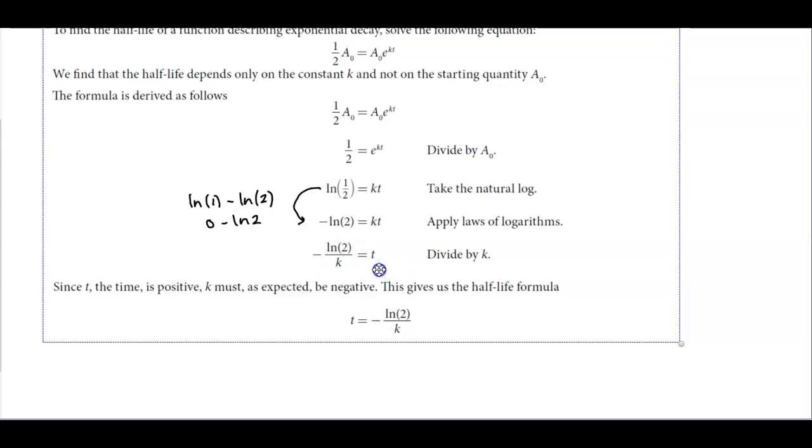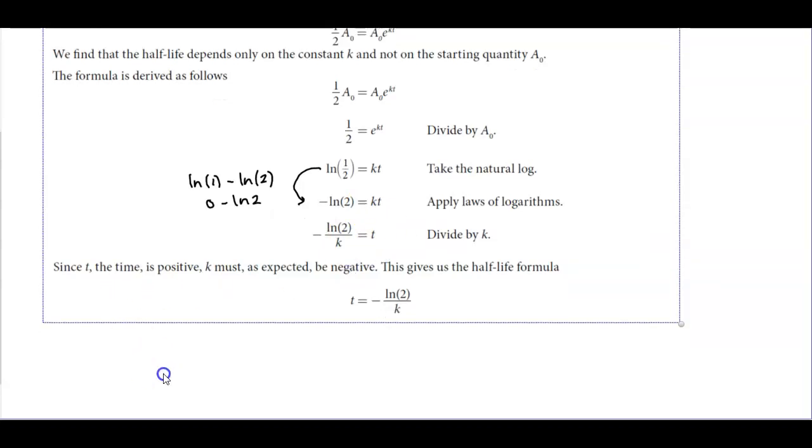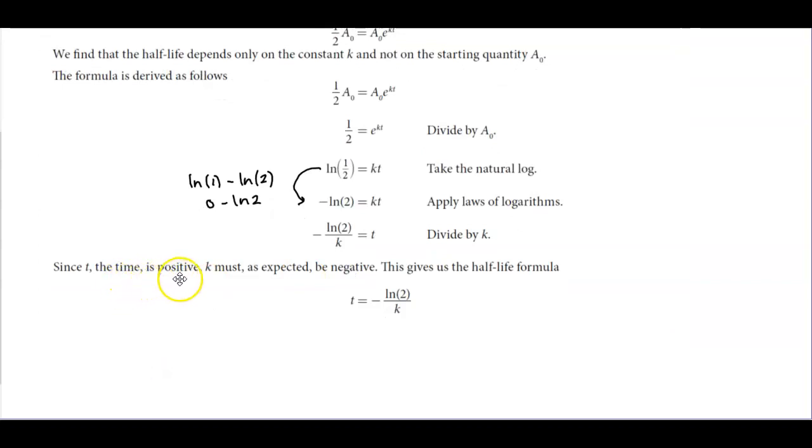And then, in order to solve for t, we divide both sides by k. Now, since t, the time, is positive, k must, as expected, be negative. And this gives us the half-life formula, t, which is equal to the negative natural log of 2 divided by k.